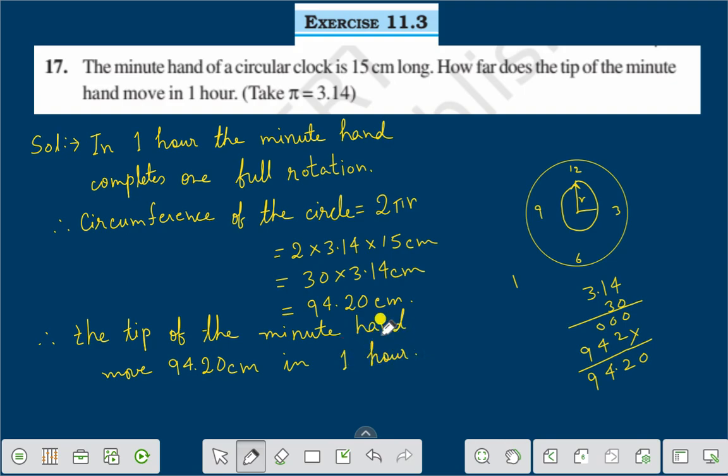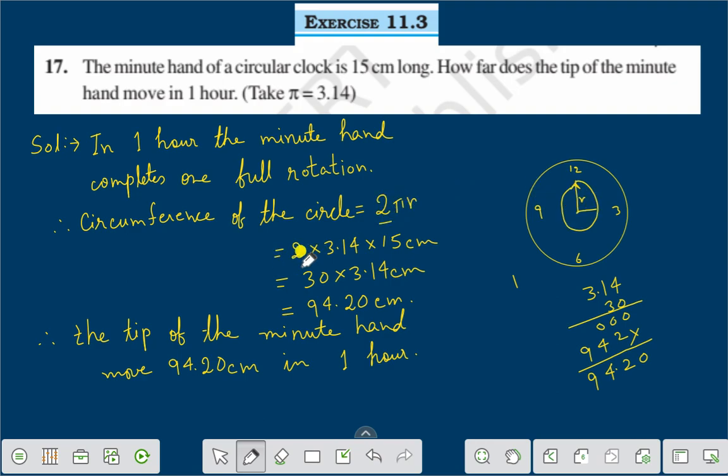That means what you have to find out is that in 1 hour the minute hand will complete one rotation, because this is the minute hand. 1 hour is equal to 60 minutes, right? That means this minute hand will complete one rotation. That means you have to find the distance of this circle, and the radius is how much? 15 centimeter. Therefore, the circumference of this circle is 2 pi r, right?